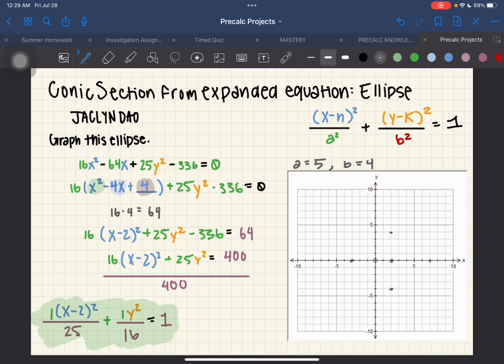Now we have plotted all the necessary points to graph this ellipse. And now we can just draw our ellipse, like so. This is our ellipse graphed. It's touching all of the points, right? It touches and ends at all of the points. And now we have graphed an ellipse using its expanded equation.